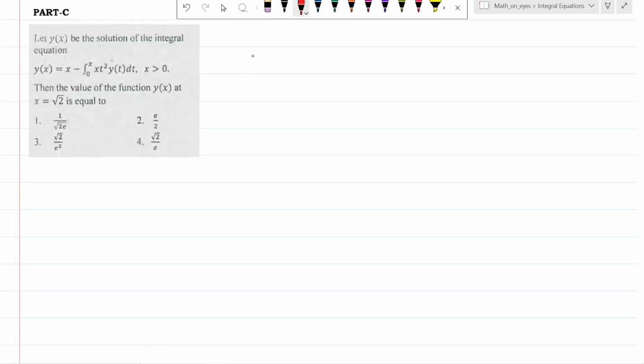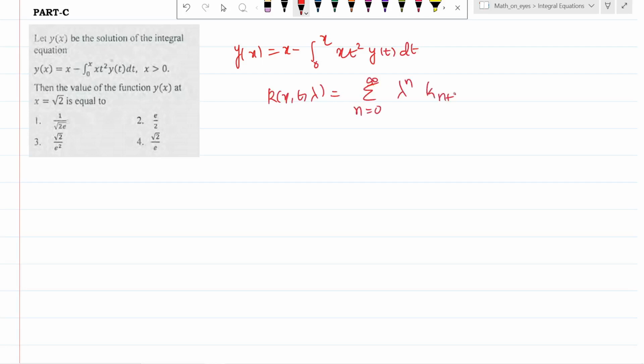Next question, let y of x be the solution of the integral equation y of x is equal to x minus integral 0 to x x t squared into y of t dt. We solve the problem by the method of resolvent kernel. R of x comma t comma lambda is equal to summation n is equal to 0 to infinity lambda power n K n plus 1 of x comma t. K n plus 1 of x comma t can be evaluated from the formula, which is equal to integral t to x K of x comma z into K n of z comma t into dz.